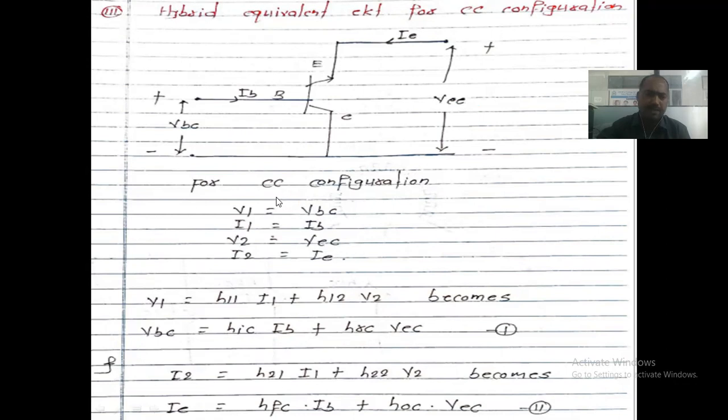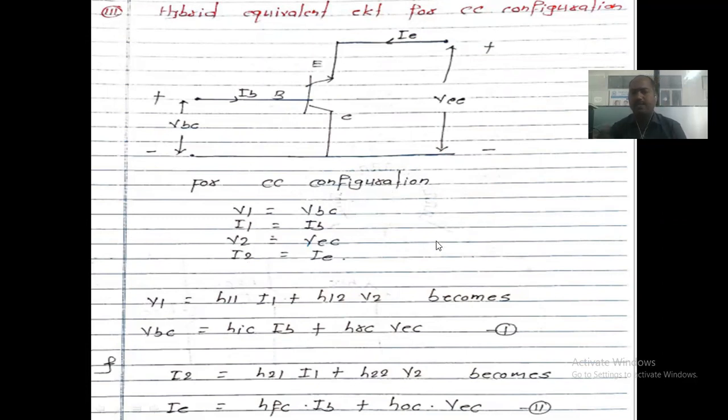Seen here, for the CC configuration, V1 is nothing but VBC, I1 is nothing but IB, and V2 can be written as VEC or VCE. Both are the same, but we normally write VCE. Then I2 is the secondary current, that is IE. These are the things we know.